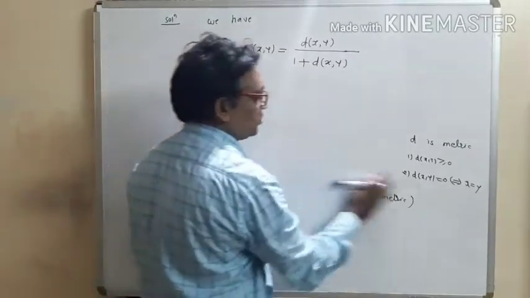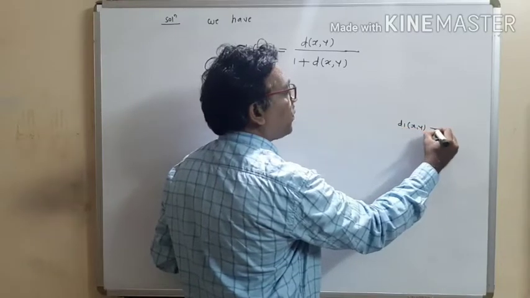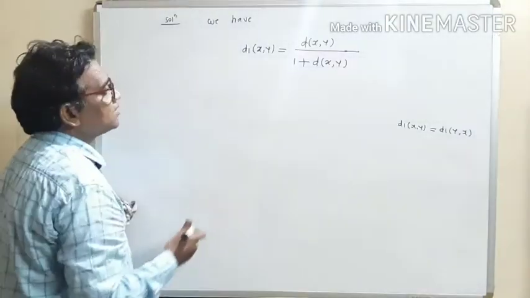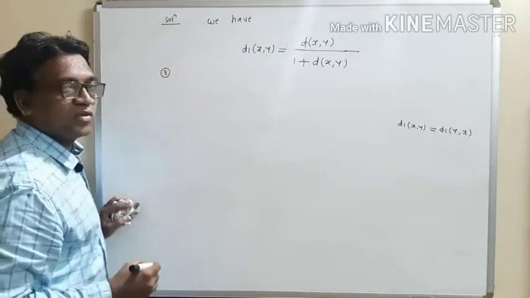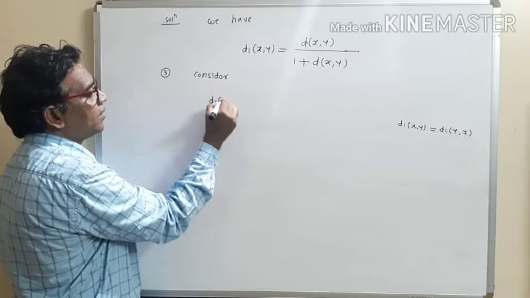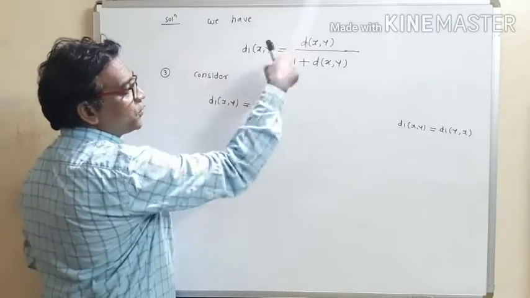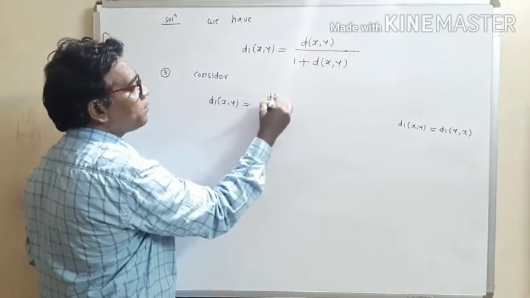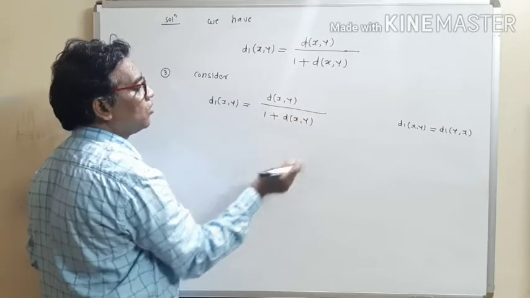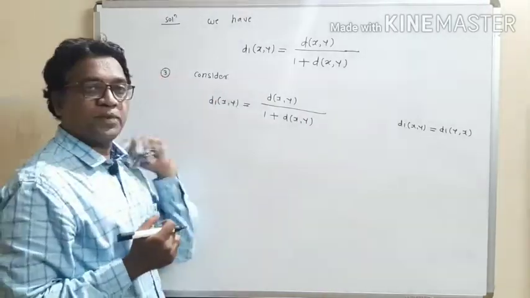Now let us prove the third condition. What is the third condition? Show the symmetric property: d1(x,y) is equal to d1(y,x). So let us consider the left hand side. Write down number 3, this is our third condition. Consider this, our left hand side d1(x,y). Just put this value. d1(x,y) is given by d(x,y) divided by 1 plus d(x,y).